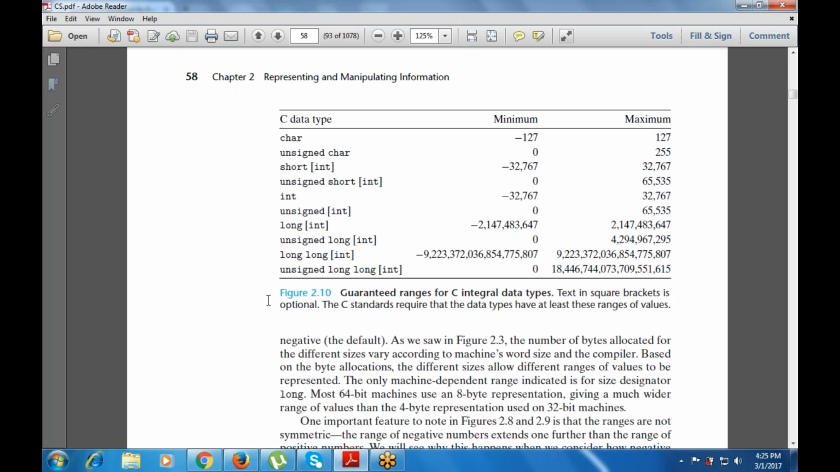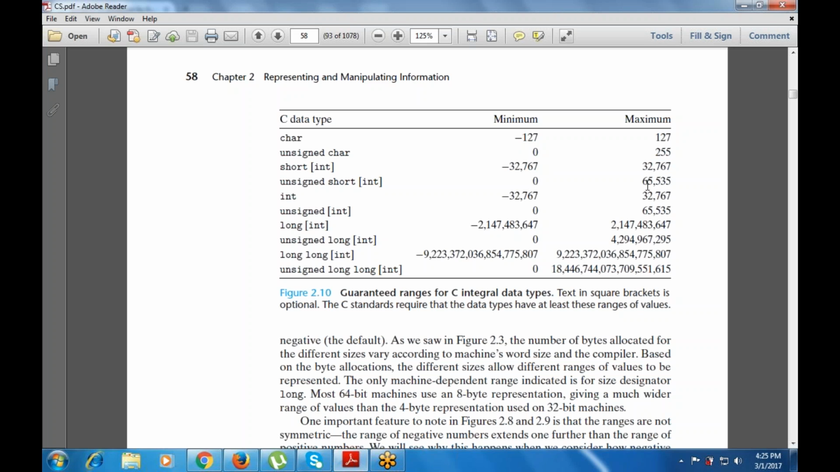Now these are the various data types that have different ranges. The char takes 1 byte, and the minimum range is -127 to a maximum of 127. So in the assignment, if a question arises, what is the range of the char, only char, not the unsigned char, your answer is -127 to +127. For the unsigned char, it is from 0 to 255. Then short int is -32767 to 32767.